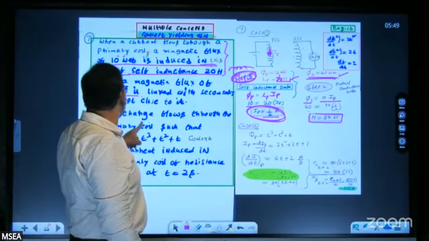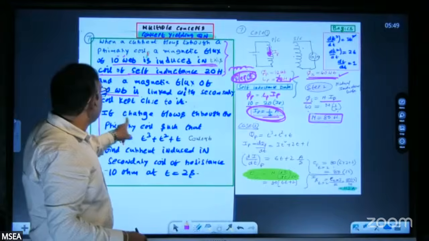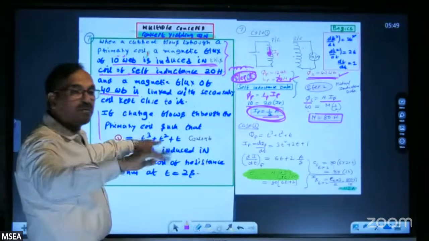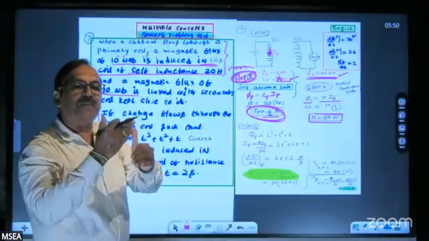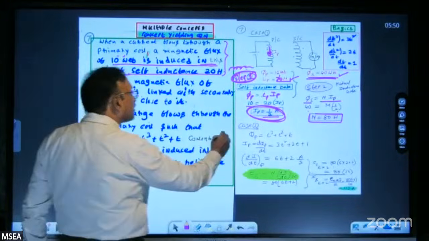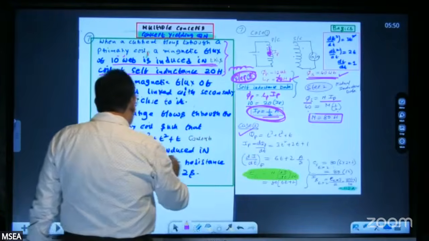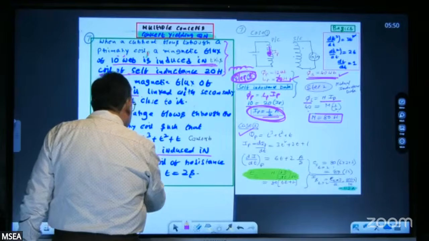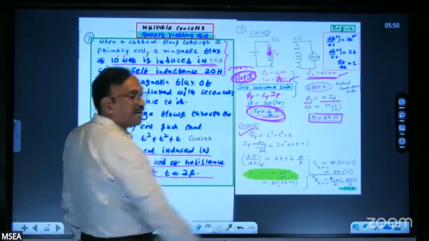Now the next thing, as I said, multiple concepts. Now he is making some charge flow through the primary coil, and the charge is time dependent. Charge flowing through the primary coil is given as t cubed plus t squared plus t. I want to know what is the current induced in the secondary coil of resistance 10 ohms at this time.